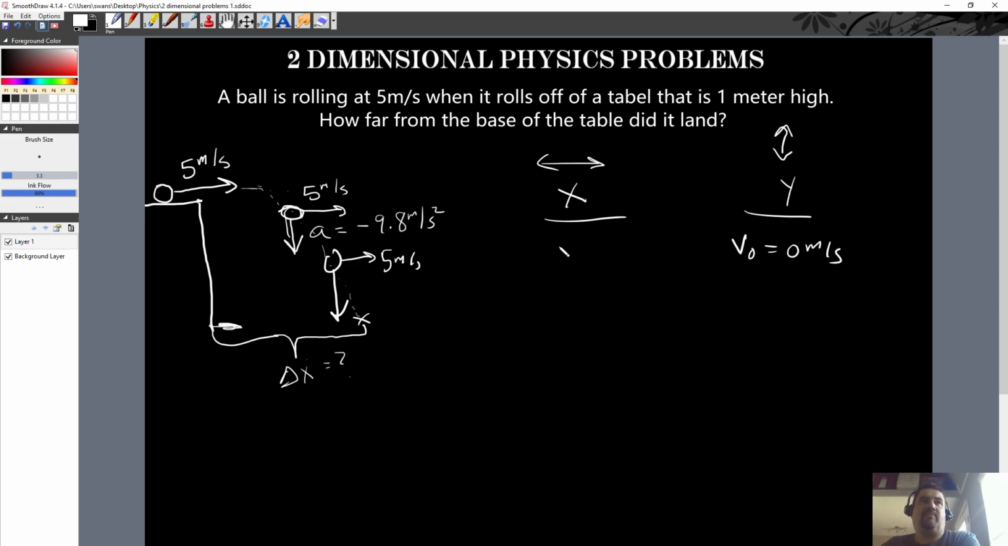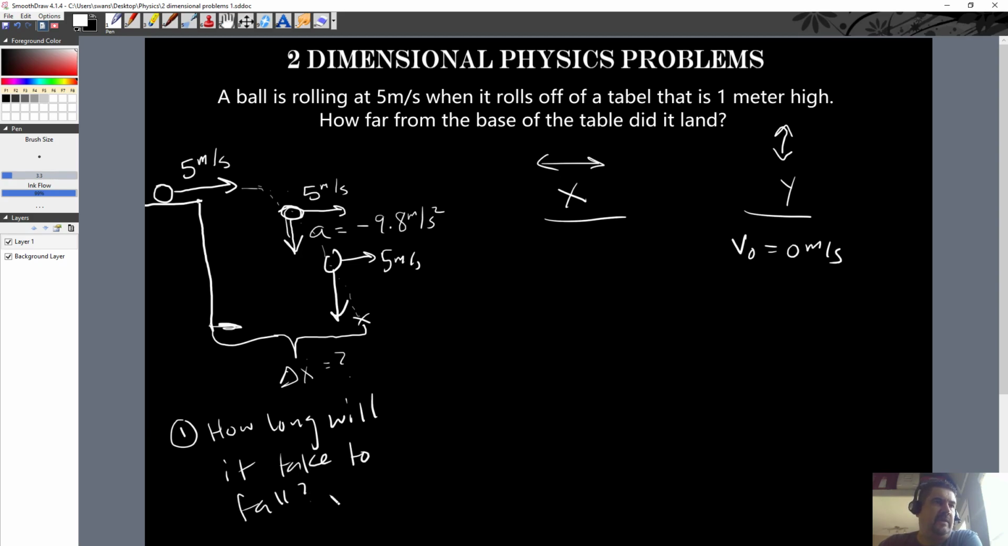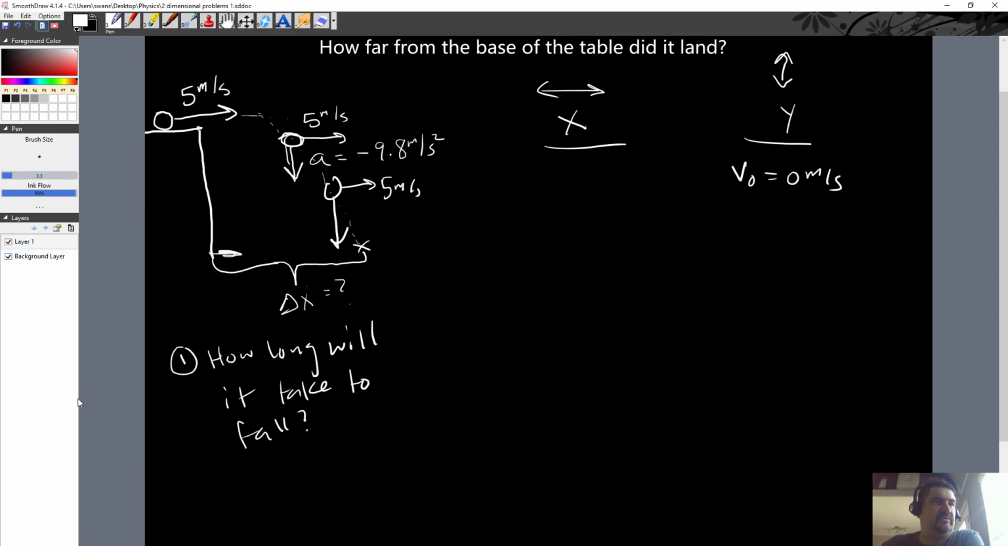So this is a two-step process. Step one, you have to find out how long it will take to fall. So step one is we have to figure out how long it is going to take to hit the ground. So we're going to get a time. And step two, let me scroll this down a bit. Step two is a simple v equals x over t. So we solve for x and you just get this.